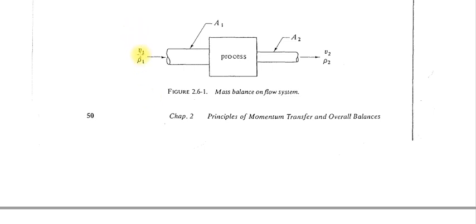V is velocity, that is meter per second. A is cross sectional area, that is meter square. So the mass flow rate, the rate of mass entering the system, is rho 1 v1 A1. Similarly, the rate of mass leaving the system is rho 2 v2 A2.